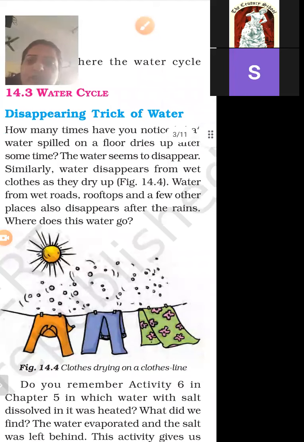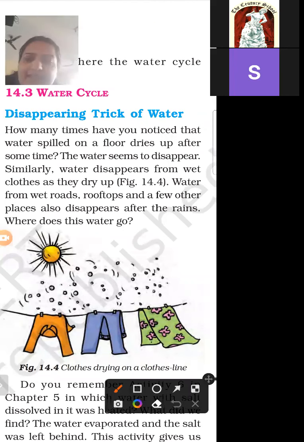Water from wet roads, rooftops, and a few other places also disappears after the rain. When rain comes, the water is deposited on the roads, on the rooftops, and in other places.